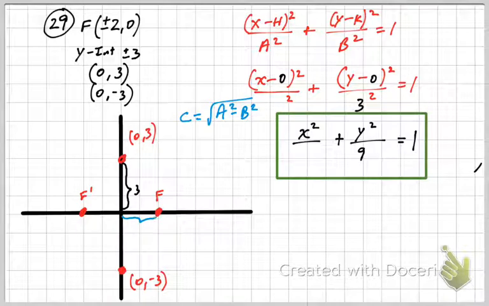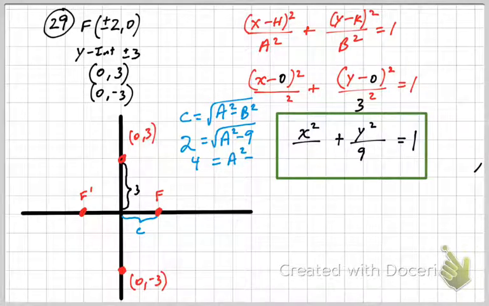What is length c here? C is 2. And I know that in the y direction, the a has to be bigger. And I know b squared is 9. Square both sides, add 9, and now I know that a squared is 13. So I would go the square root of 13 in each direction. The square root of 13 is not quite 4, it's 3 point something, right?